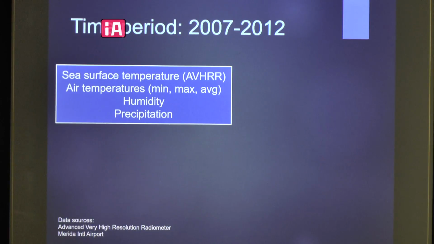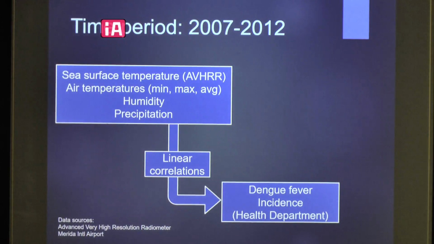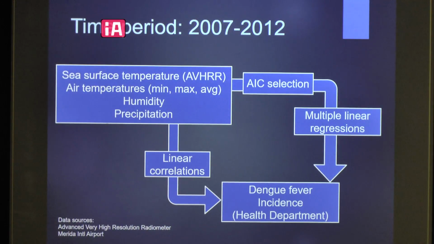The first thing that I did with this data was use a series of linear correlation analyses to understand the time lag between changes in environmental variables and changes in dengue fever case occurrences. After identifying these time lags, I used AIC model selection, which is the Akaike information criterion, to identify those variables that would substantially contribute to explaining dengue cases.